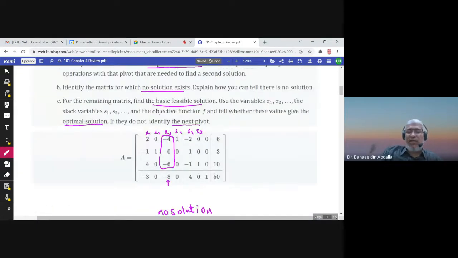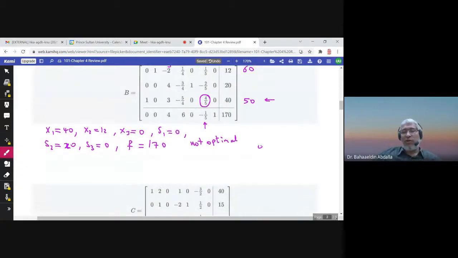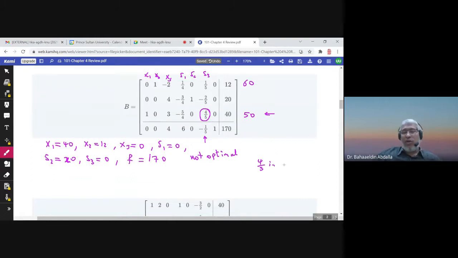He said identify the next pivot. So 4 over 5 in row 3 and column 1, 2, 3, 4, 5, 6, okay, is the pivot entry or element.